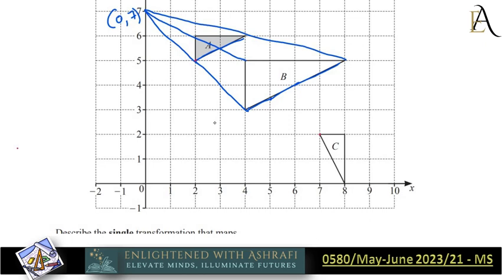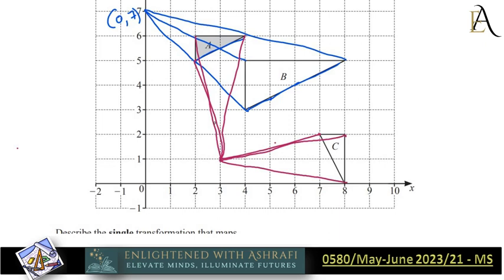So 1 2 3 4 5, 2 3 4. If I have it over here, then this becomes 1 2 3 4. This becomes 1 2 3 4. Let's check with the other points also. 1 2 3 4 5. Please, all of you draw straight lines. I don't have a scale. 1 2 3 4 5.